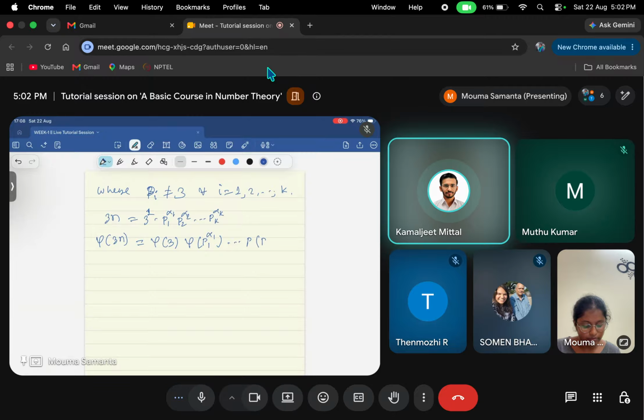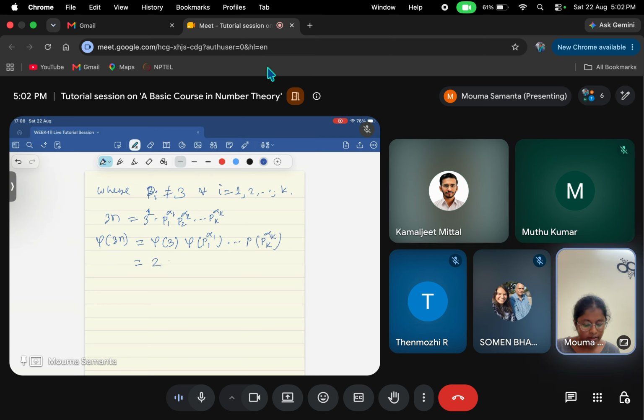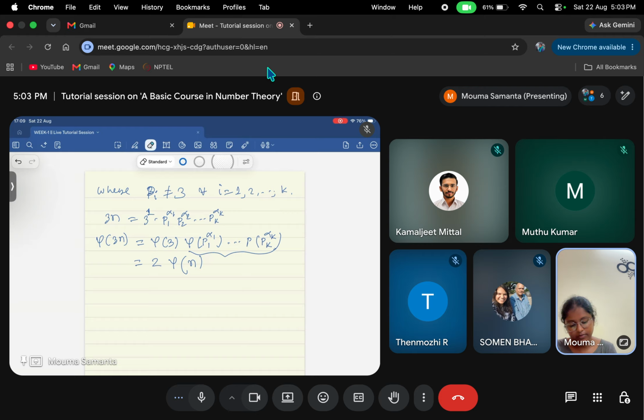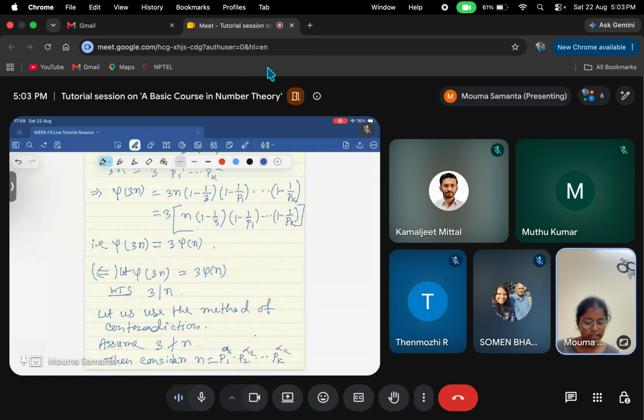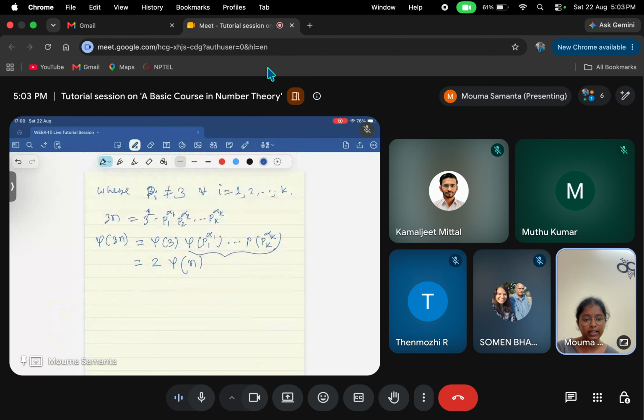Then phi of 3 will be 2, and similarly we can have 1. So this is phi of 3, 2, and then phi of... That means this is exactly phi of n, right? This term? Yes. This term is exactly phi of n. So you will get phi of 3n equals to phi of 2n. But in our hypothesis what we have assumed? We have assumed phi of 3n equals to 3 phi of n. But here assuming that 3 does not divide n, we are getting phi of 3n equals to 2 phi of n, which is a contradiction.